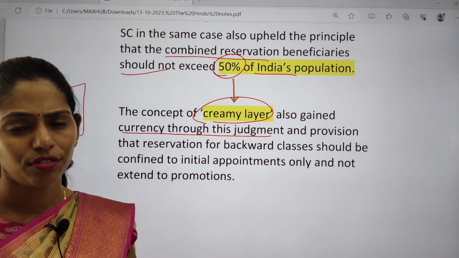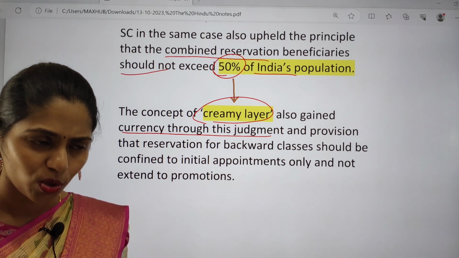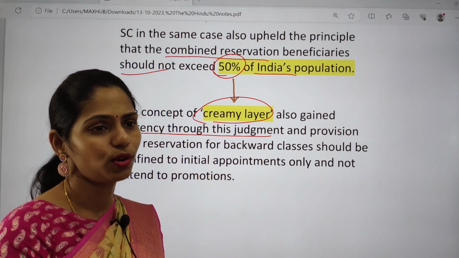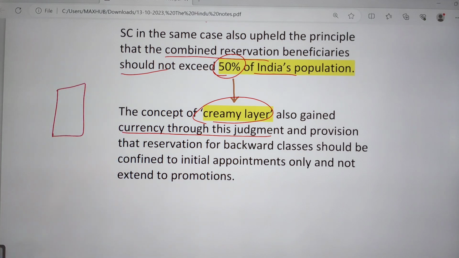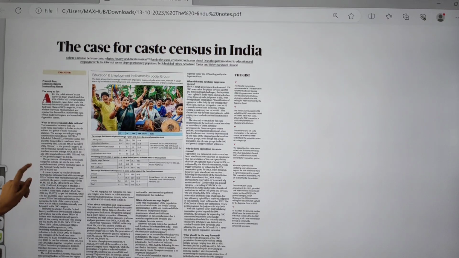Later on a number of cases happened, and finally the Supreme Court said that even in promotion we can provide reservations. Okay, so this is about this topic. Let us see the next topic, the case for caste census in India. This topic is very important.